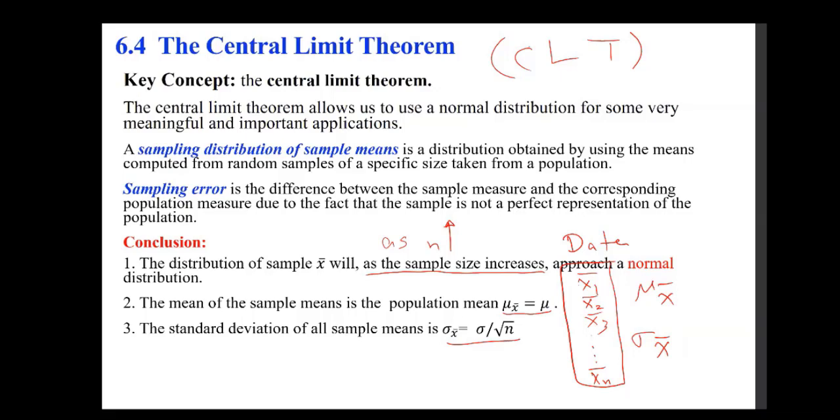This doesn't change, it's the same as mu. This one, it's sigma over square root of n. It is smaller by that much.